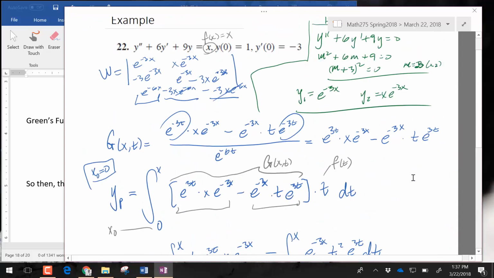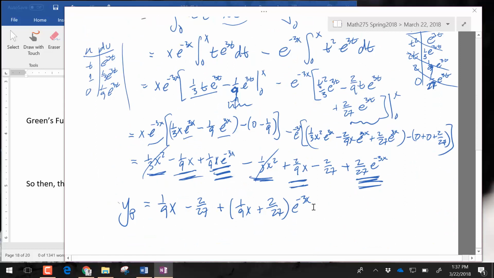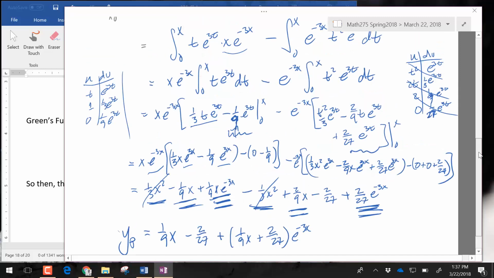We're out of room already. We haven't quite dealt with the homogeneous portion, so we need to continue this on to the next page, looks like.